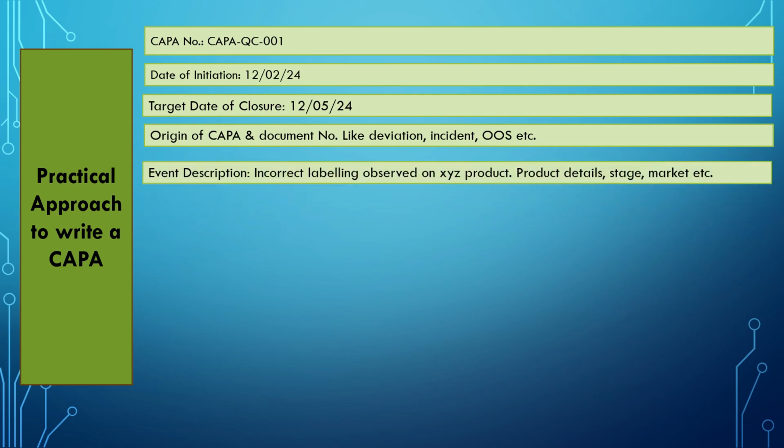Next is event description. Here you need to define the event observed, that is details of what non-conformity was observed. For example, incorrect labeling was observed, right? Along with this, details of products such as batch number or AR number, stage of the product like in-process stage or finished product stage, and details of product market, that is for which market the product was manufactured. Such kind of details we need to define, right?